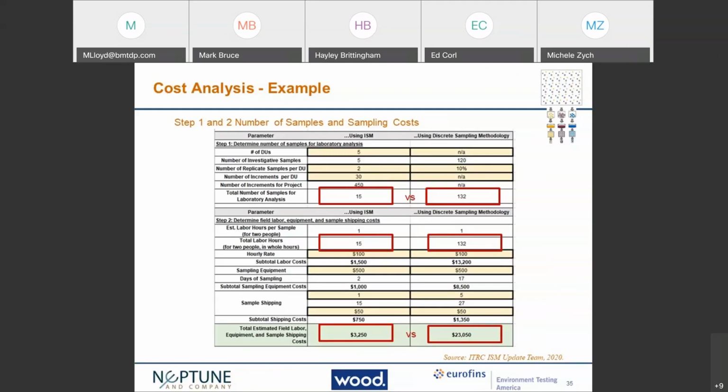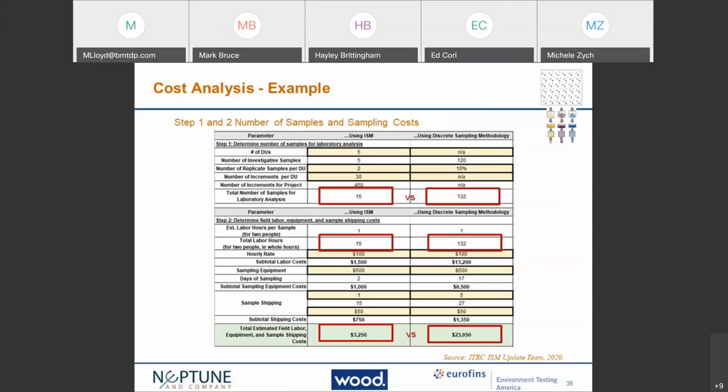And there is, in the ICRC training modules, videos of people actually doing this sampling, and so you can get a sense for how long it actually takes. And so if you consider all of that, you're looking at a great reduction of cost. This is just for the number of samples and the labor associated with collection.